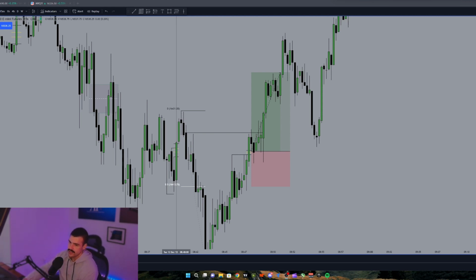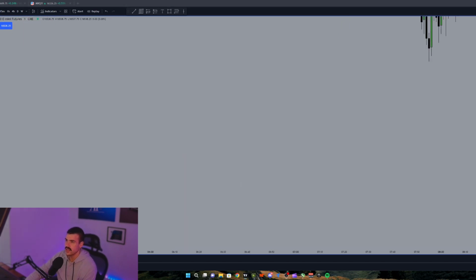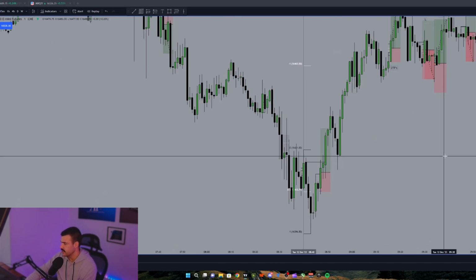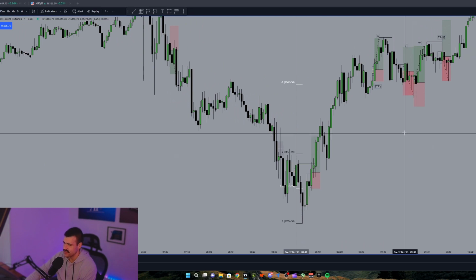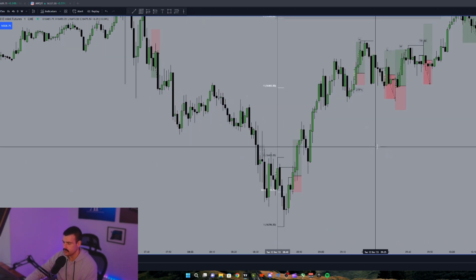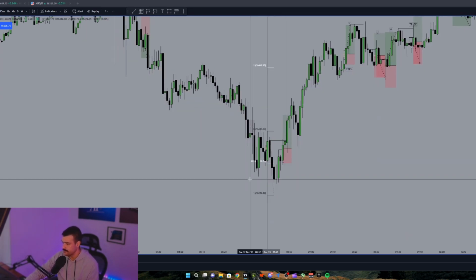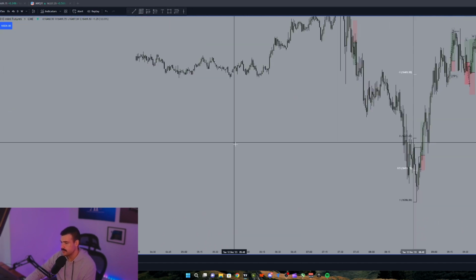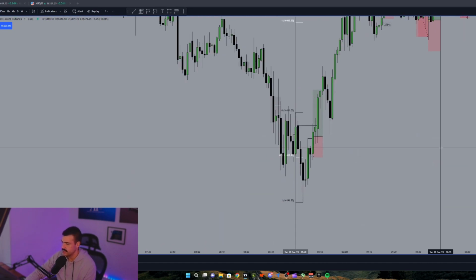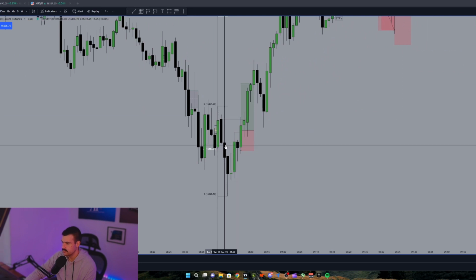So hopping into the charts, the first thing that I want to go over is the structure we saw today. It was a very, very obvious market maker buy model. On the 1 minute right here, we took out the sell side. I believe we were bouncing off a higher time frame PD array. We displaced down, the manipulation leg right here.